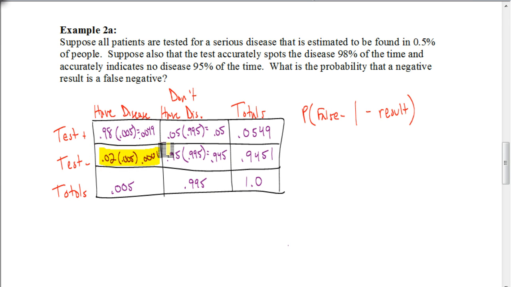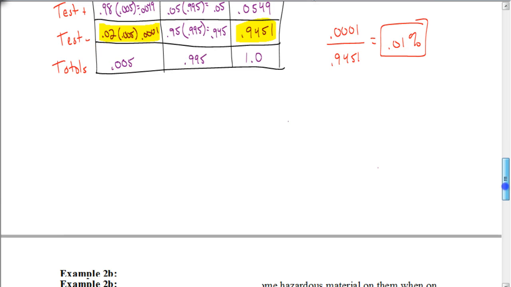So that happens, that's going to be 0.0001 out of what we're given, that it's a negative result. And the test negative total, where we have a negative result, is right here: 0.9451. So if we divide those out, we get a 0.01% chance, because you end up getting approximately 0.0001 as your answer. So you get about a 0.01% chance that the negative result is going to be a false negative. So it's not going to happen very often.